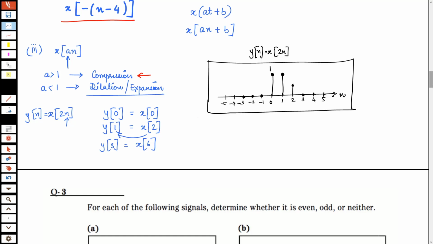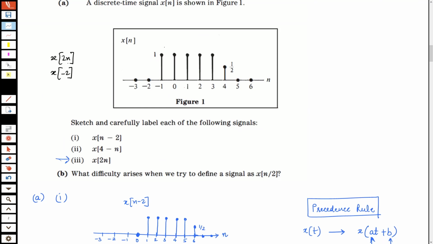In a sense, what has happened is this whole signal has been compressed, right? Keeping the reference at n equal to 0, the full thing has been compressed by factor of 2. So because of that, these alternate samples, they have disappeared, right? Only multiples of 2 have remained.